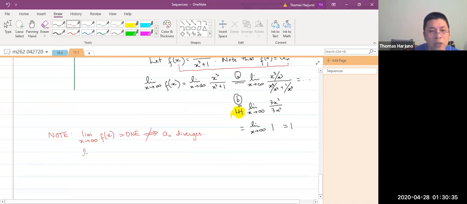What I said was, if the limit as x goes to infinity of f(x) converges, then the subsequence must be convergent. But if the function diverges, it doesn't mean the subsequence diverges. No, it's not true. In fact, I can give you one example right away.